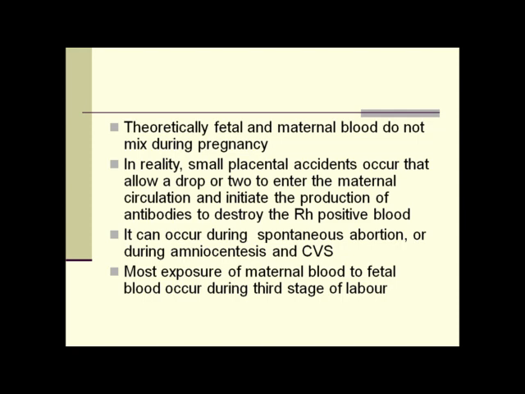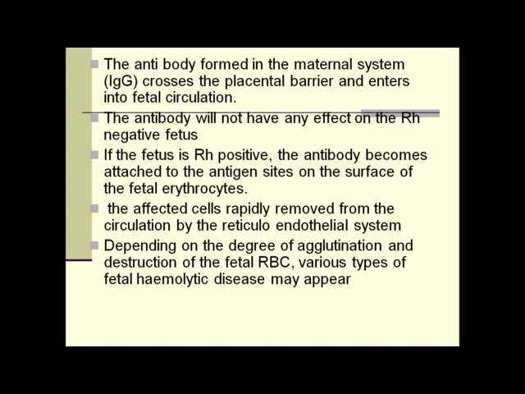It can occur during a spontaneous abortion or during amniocentesis or chorionic villus sampling. Most exposure of maternal blood to fetal blood occurs during the third stage of labor. The antibody formed in the maternal system, that is IgG, crosses the placental barrier and enters the fetal circulation. The antibody will not have any effect on an Rh negative fetus.